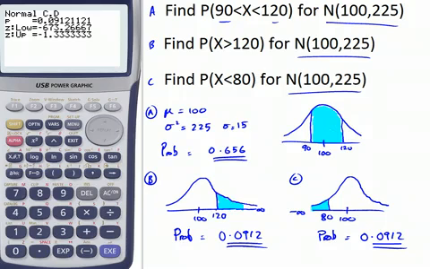Now, of course, there should be no surprises with that answer, because the normal distribution is symmetrical. So 20 above the mean, and the probability greater than that, should be the same as 20 below the mean, and the probability less than that. These two areas, of course, are the same.